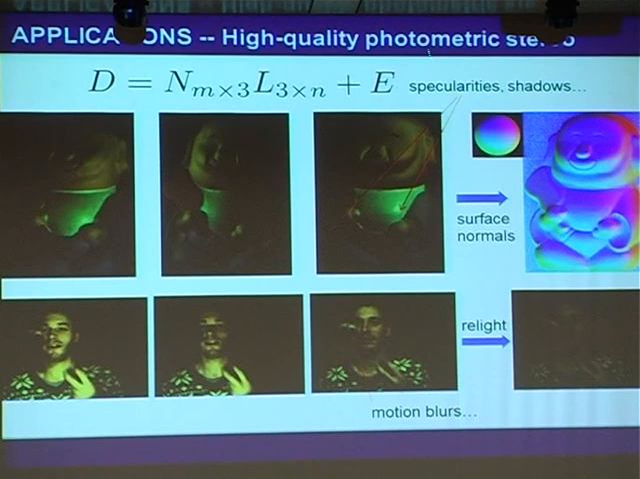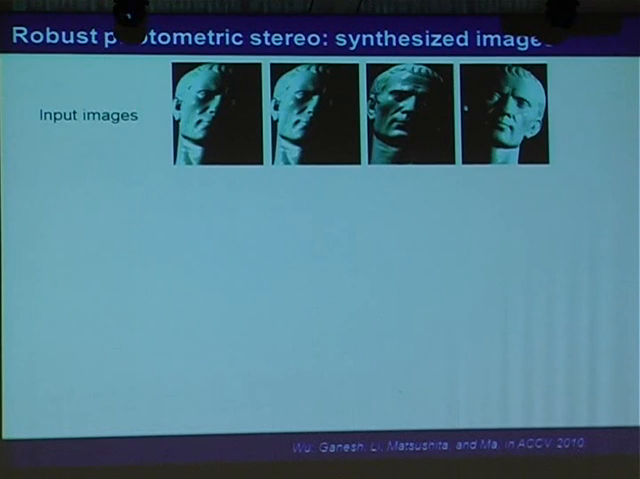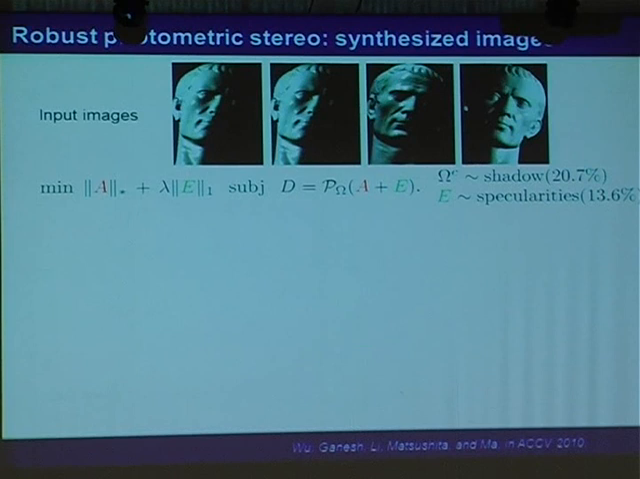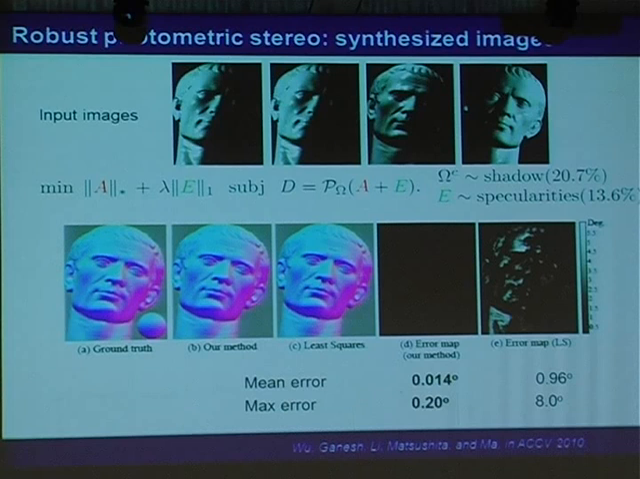This is the kind of real data you get, right? About 20% of the pixels are going to be shadows, 13% are going to be specularities. So this is the basis for a good realistic rendering algorithm. It turns out the problem is a perfect low rank matrix recovery problem. All you have to do is just solve a fixed convex optimization. You don't have to do anything else. So this is the kind of accuracy you can get. The improvement is striking, right?